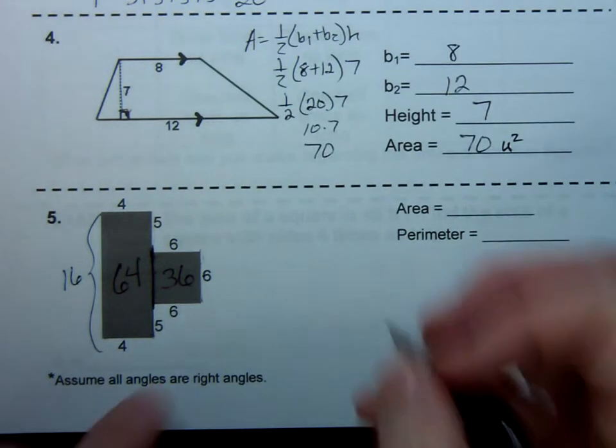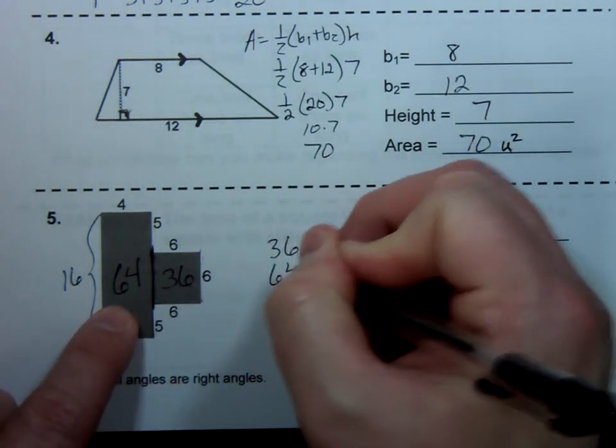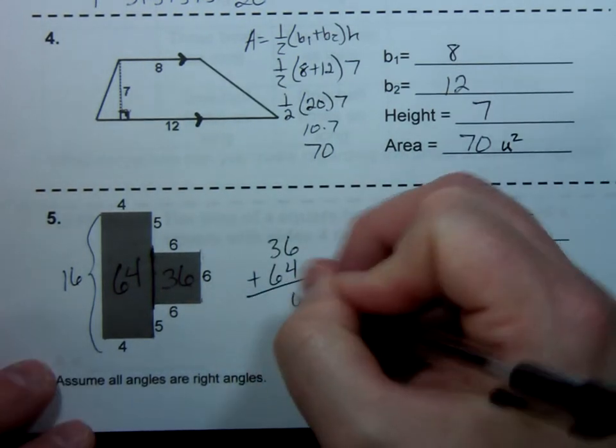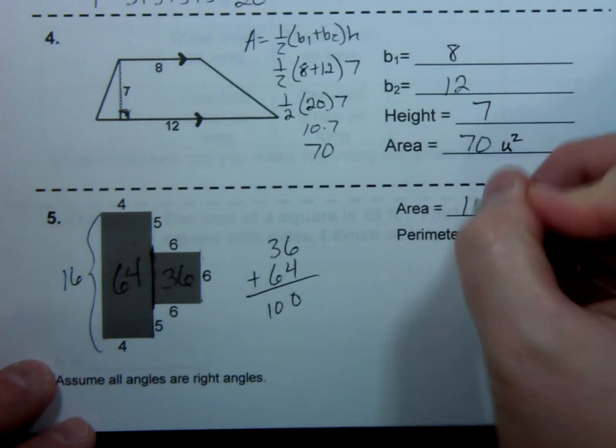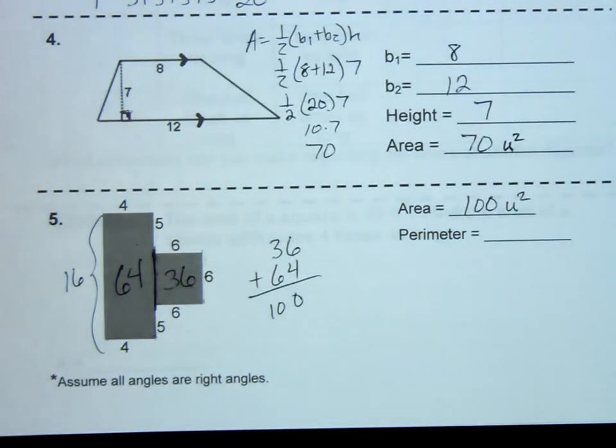So I found the area of this rectangle was 36. The area of this rectangle is 64. If I add those together, we get an area of 100 units squared. Area, again, 2 dimensions, always units squared.